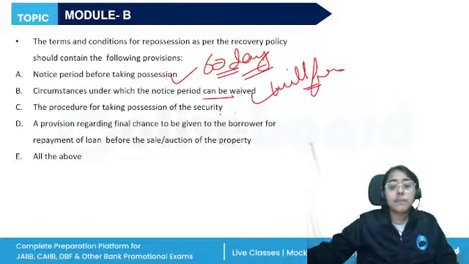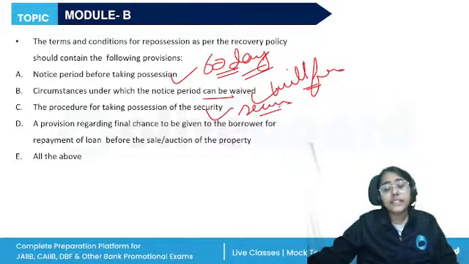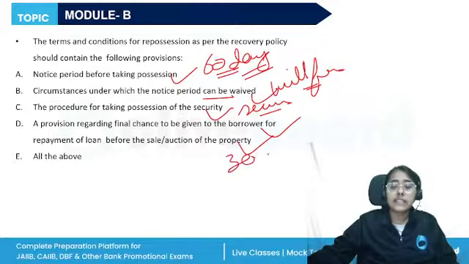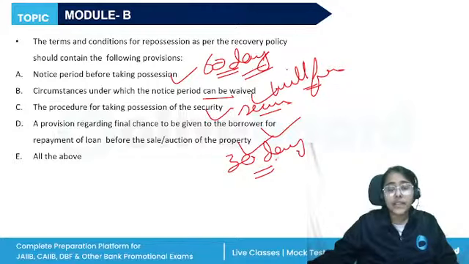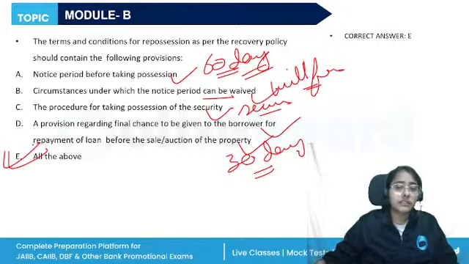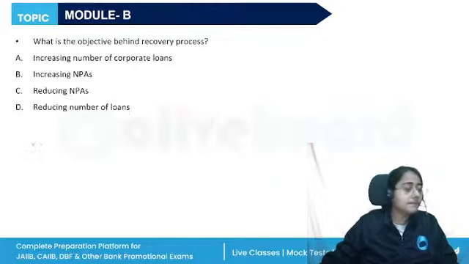The procedure for taking possession of the security: a secured creditor can appoint any authorized officer. They can take the possession or they can assign a manager. A provision regarding the final chance to be given to the borrower will also be followed. So 30 days notice is given before the sale or auction. And if the borrower makes the due payments before that, the property will be given back to them. So all of the above are the conditions for repossession.